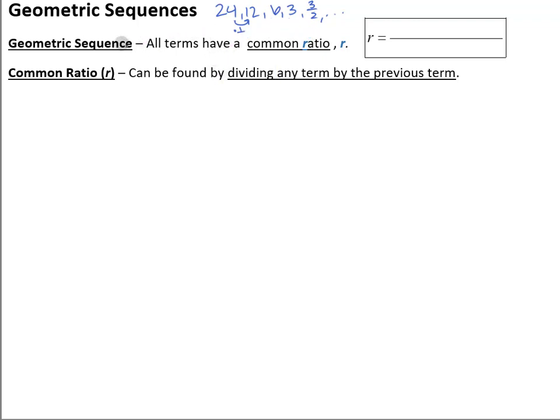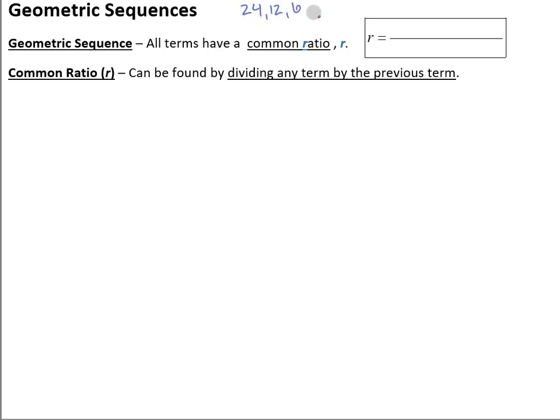To be considered a geometric sequence, all terms have to have a common ratio, which we use lowercase r. So instead of common difference for arithmetic, common ratio. To calculate the common ratio, you can always find it by dividing any term in your list by the previous term.